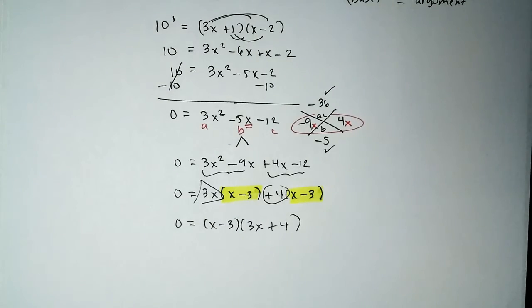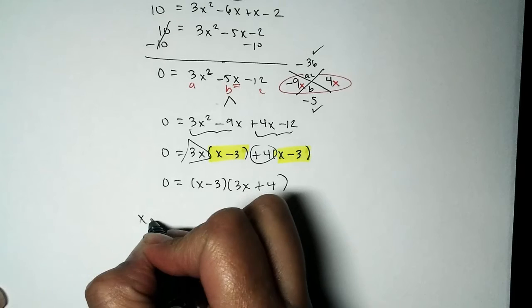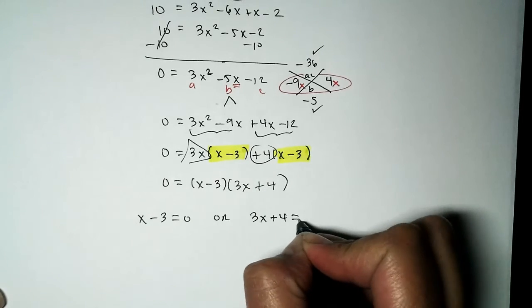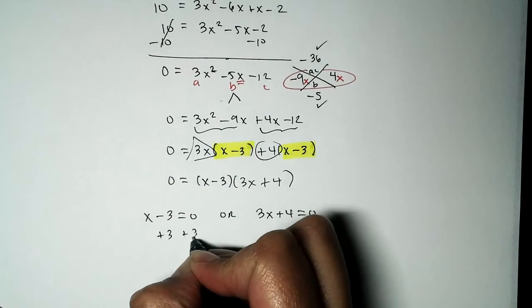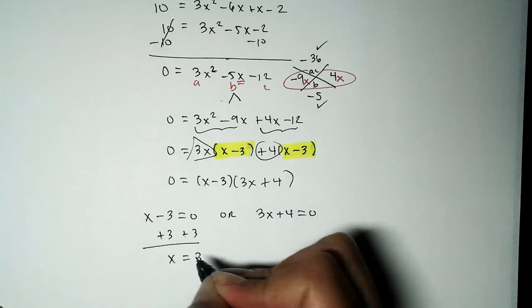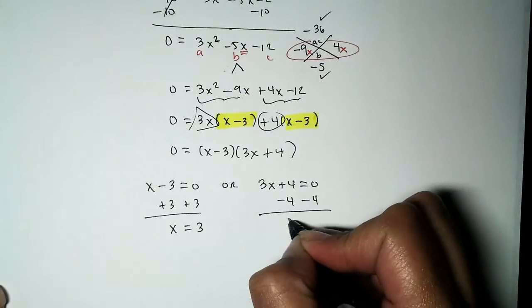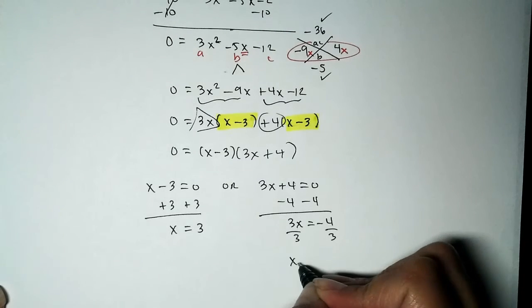Cool, fantastic. So at this point, you do what you gotta do. You can do it mentally, or you can show work. It's a personal choice. So product equals 0, so one of these factors has to equal 0. Either the first factor equals 0 or the second factor equals 0. If the first factor equals 0, that's going to give us x equals 3. And if the second factor equals 0, after we subtract 4 from both sides and then divide by 3, that will give us that x equals negative 4/3.